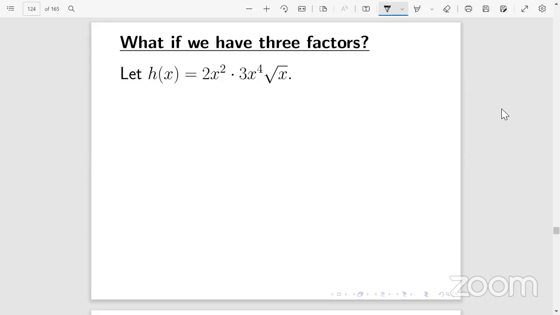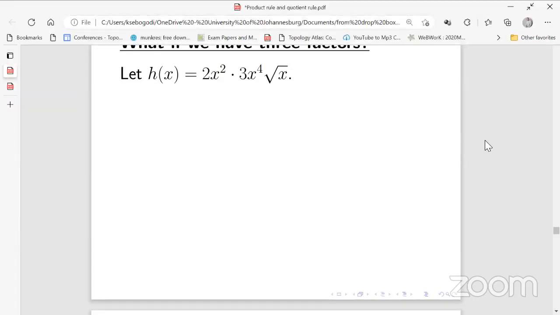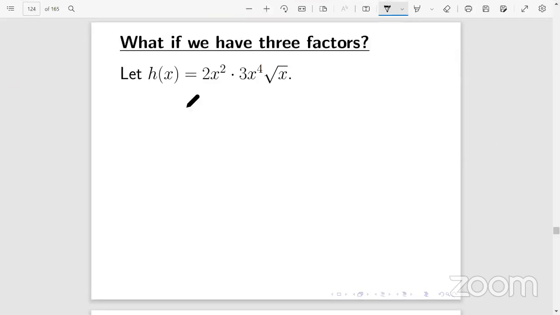So there's another question here. What happens if you have 3 factors? So we have 3 functions here. We have 2x squared, we have 3 times x to the power 4, we have square root x. I know that yes, you can write them into the same base, simplify, have one term, and use the power rule to differentiate. But otherwise, the emphasis is to use the product rule.